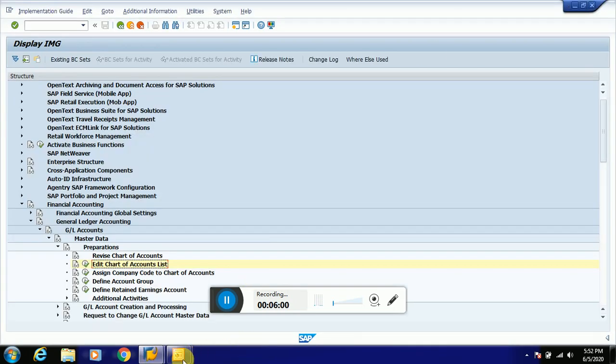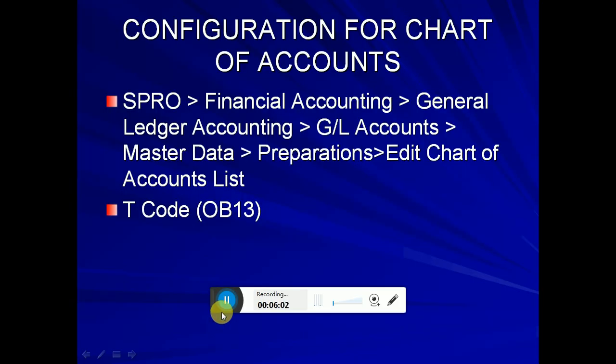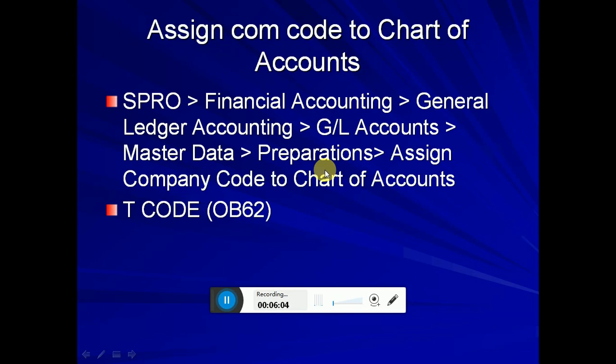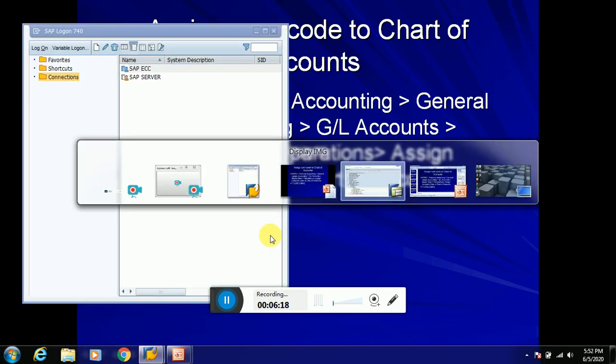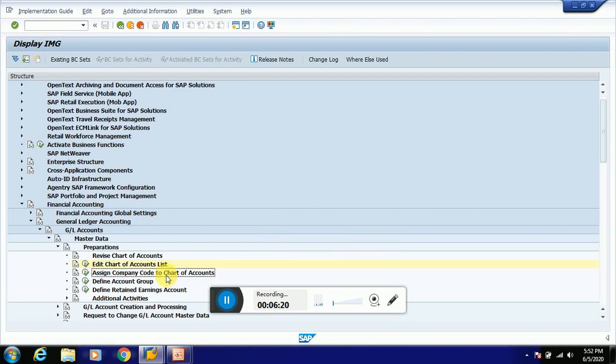The next step is going to the next slide. This is the navigation I have already given. You can refer to my slide here, and the T code for this is OB62. Going to the SAP now. Here we find the option assign. Same navigation, only the thing is instead of edit chart of account list, we are using assign company code to chart of accounts.